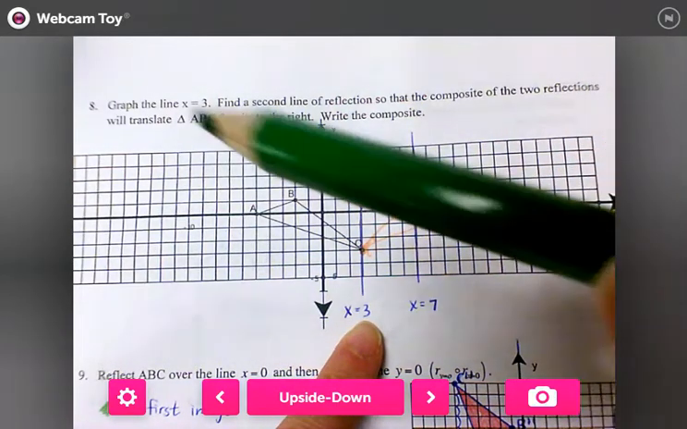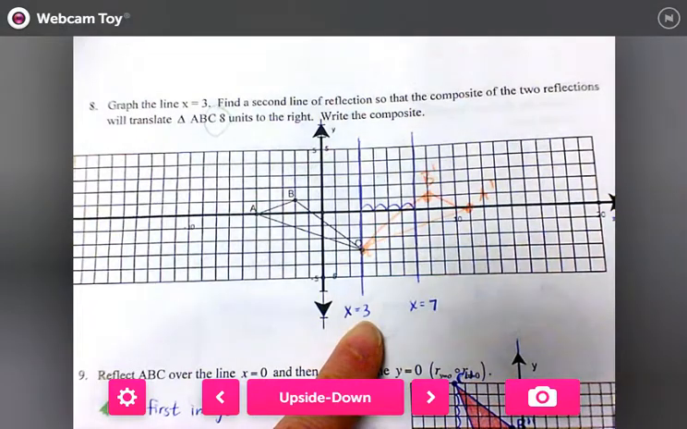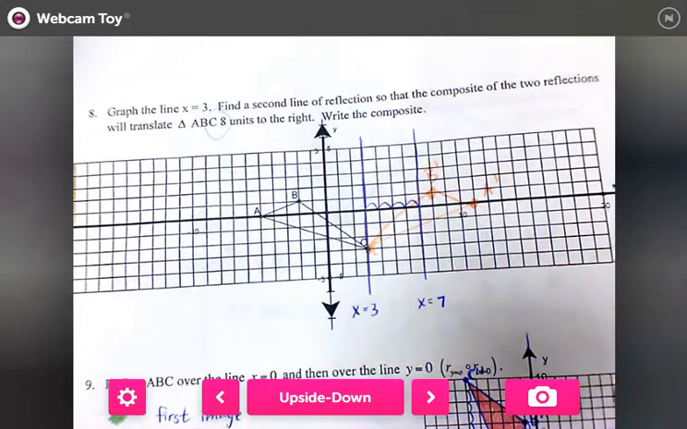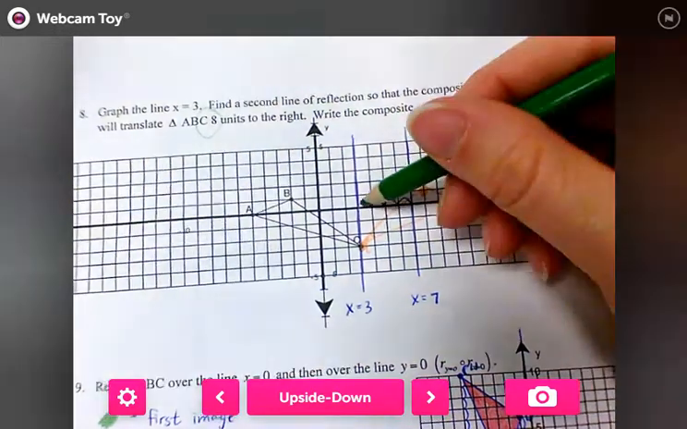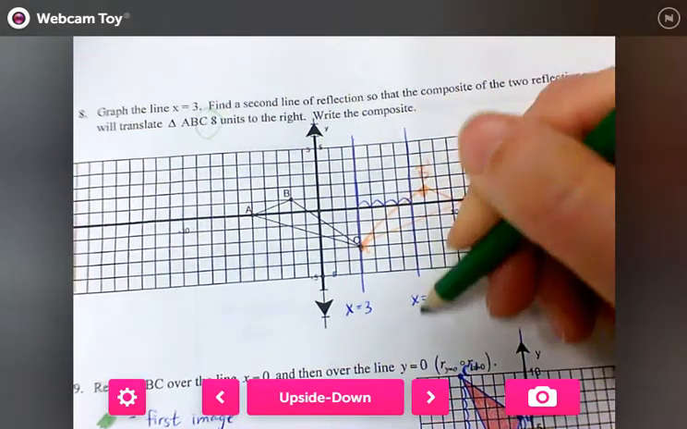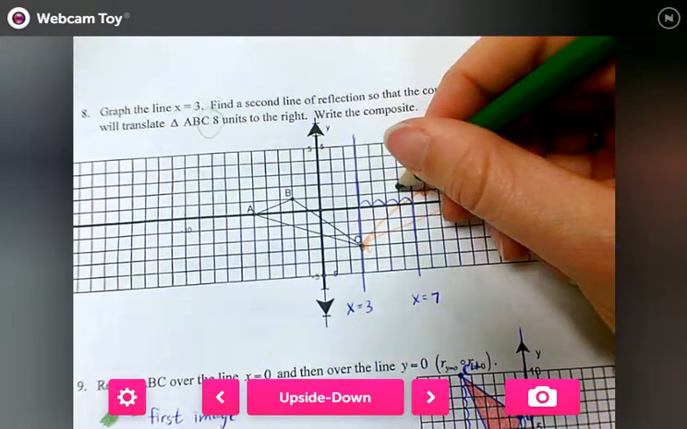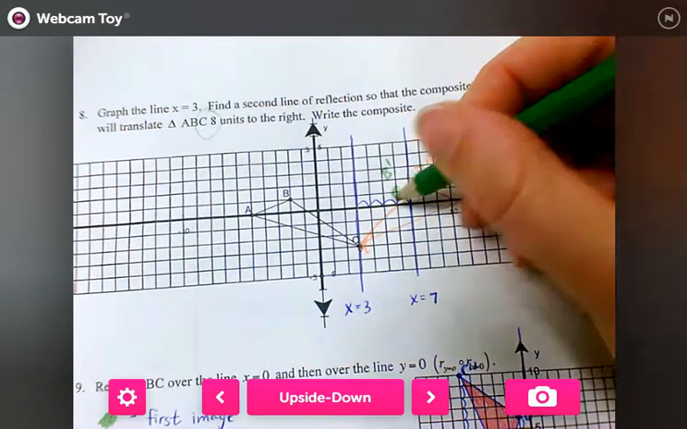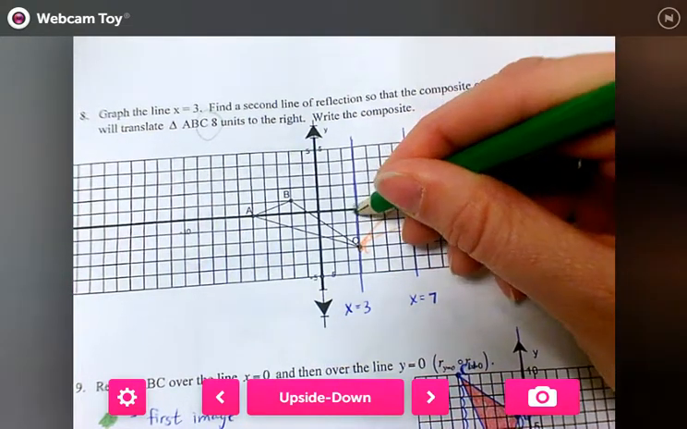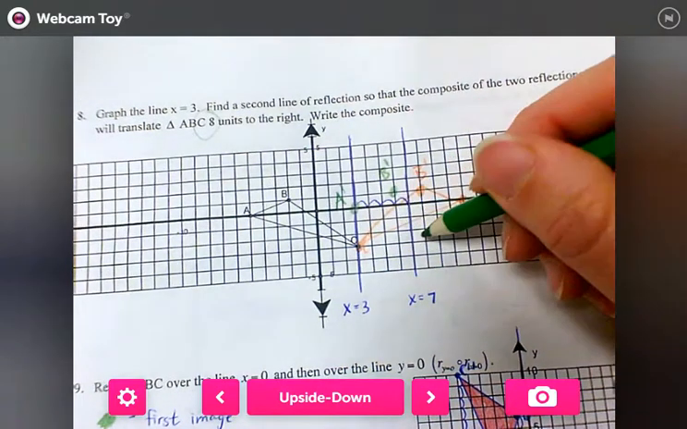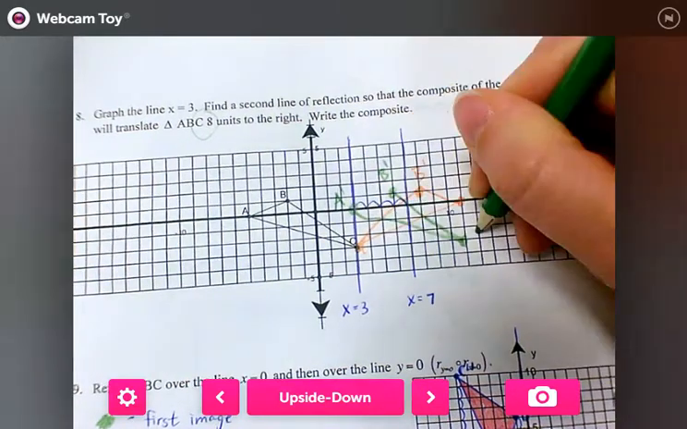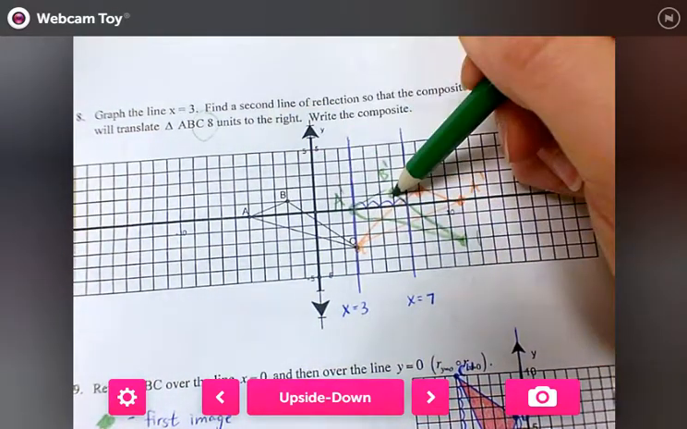So when you want to think about 8 units away, you can think about this 2 ways. I've heard Mr. B explain it this way: if the translation is 8, the distance has to be half of that. So we literally just count over 4. Okay, and that's how we get that 7. And then if you look, we translate this, we reflect it, and it's going to be 1, 2, 3, 4. It's going to be translated 8 units to the right. If you count from here to here or here to here, it's 8 units to the right.